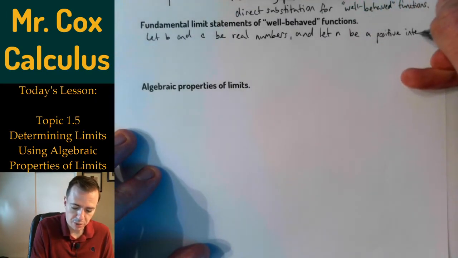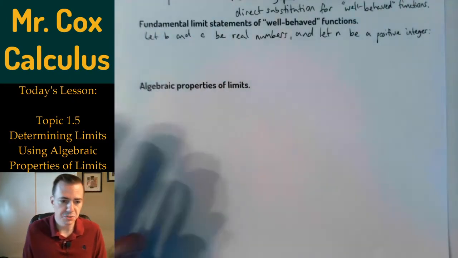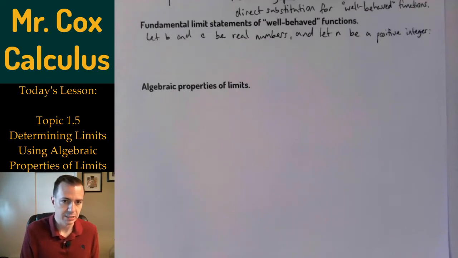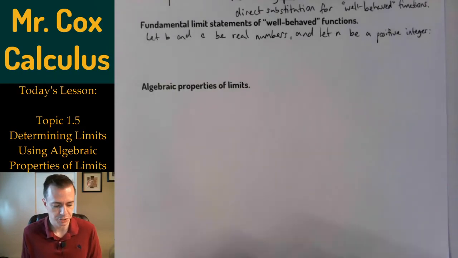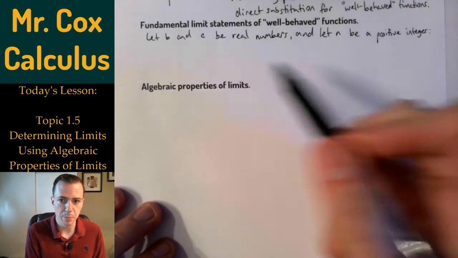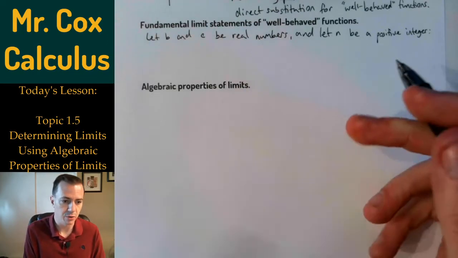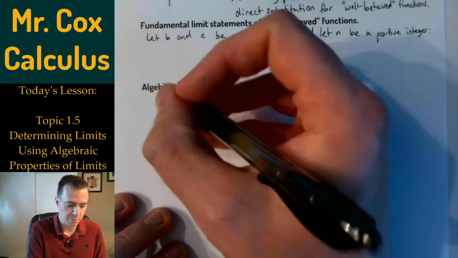And we're going to write three statements here. We're going to use these kind of as building blocks when we start evaluating limits directly. But we need to establish a couple of very simple and intuitive truths. So B and C are real numbers. N is going to be a positive integer, and we'll use it for our third and final building blocks of these limit properties.